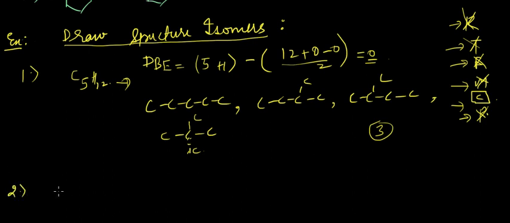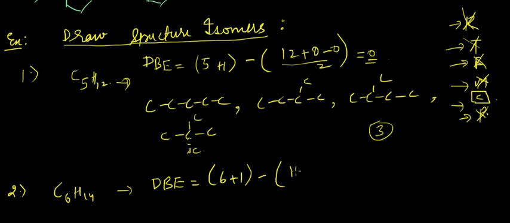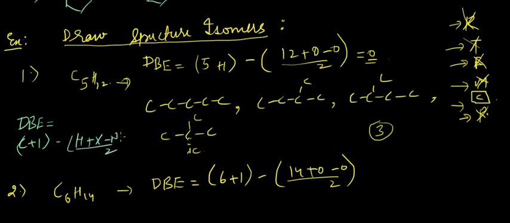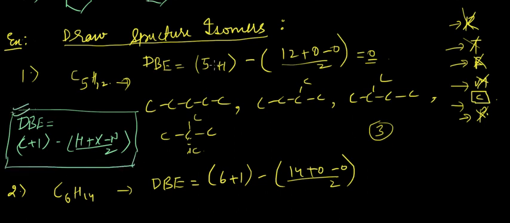Let's talk about this C6H14. So what is the DBE of this compound? If we calculate, the DBE is 6 plus 1 minus H plus X minus N by 2. I hope you remember the DBE formula. The DBE formula is C plus 1 minus H plus X minus N by 2. If you have forgotten what DBE is, go back to the lectures in which I have talked in very expanded form, and we have done so many examples of calculation of DBE. I think by this time you should be very fluent with this formula.